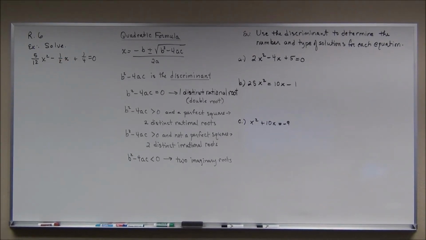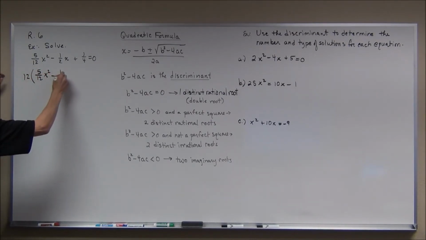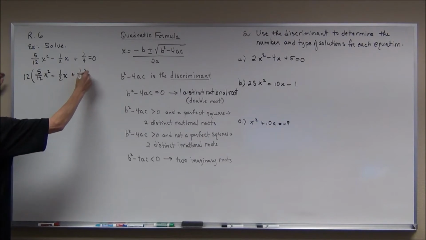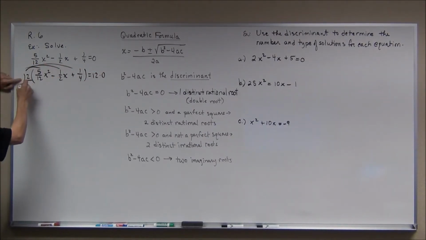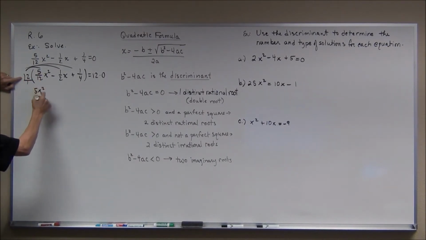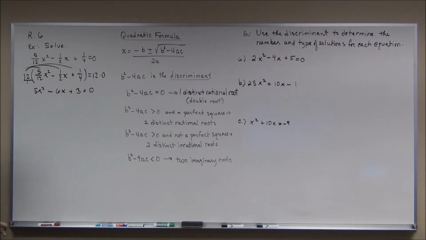So I'm going to first make my life a little bit easier by getting rid of these fractions by multiplying through by the LCD, which is 12. So I multiply both sides by 12, every term on both sides. And a little distributing. 12 over 1 times 5 over 12. The 12's cancel. I have 5x squared. 12 times 1/2 is minus 6x. 12 times plus 1/4 is plus 3. And of course 12 times 0 is 0.